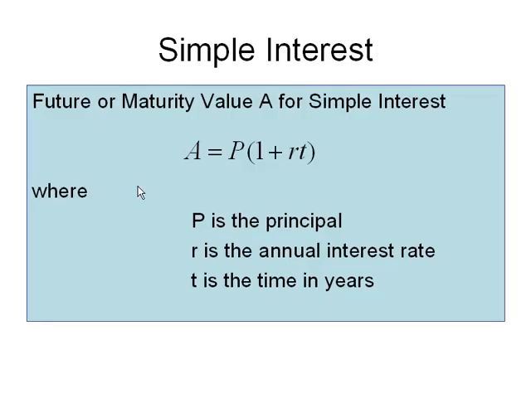What this brings to mind is the idea of the future or maturity value A for simple interest. All this is the interest, which is P times RT, plus the principal, which is P times 1. When you write it out this way, it's in factored form, but it would be just as easy to write P plus PRT, where P is the principal again, R is the annual interest rate, and T is the time in years. Let's go ahead and see that in an example.